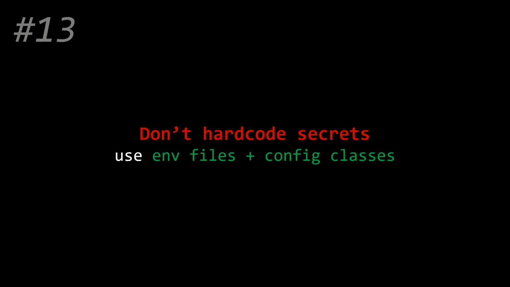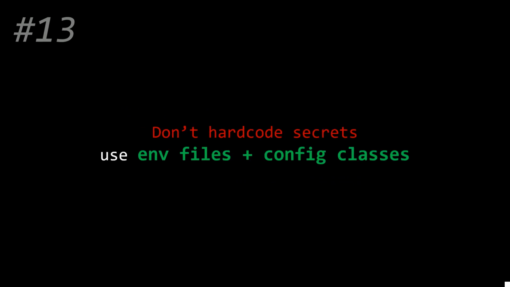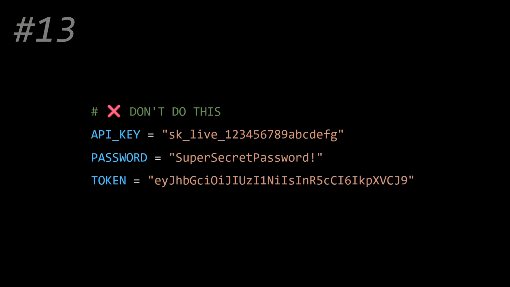Number 13, don't hardcode secrets in your code. Use env files and config classes to access them. Never hardcode values like passwords, API keys, tokens, etc. directly in your source code.